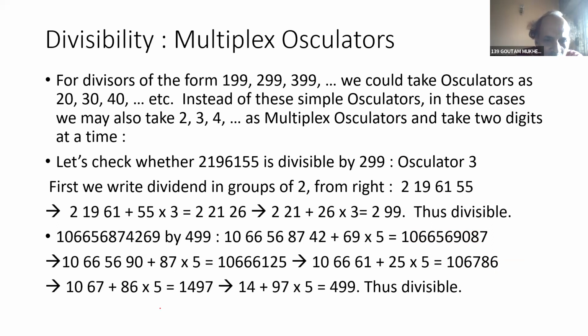So 1067 plus 86 into this 30 and 430. 430 plus 1067 is 1497. 1497 is 14 plus 97, which is 599. Thus this is divisible. Clear? Yeah. Now I proceed.